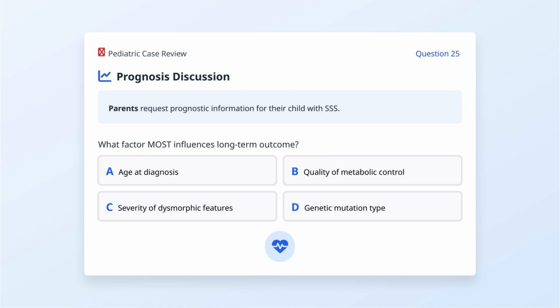Pediatric case review question 25. Parents request prognostic information for their child with Sanjad-Sakati syndrome. What factor most influences long-term outcome? Option A, age at diagnosis. Option B, quality of metabolic control. Option C, severity of dysmorphic features. Option D, genetic mutation type. Consider modifiable versus fixed factors.